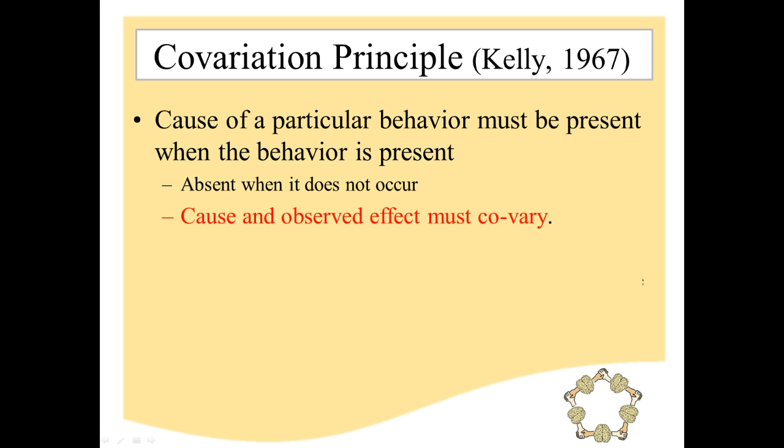The covariation principle basically says that the cause of a particular behaviour must be present when the behaviour is also present. Or put the other way, the cause must be absent when the behaviour does not occur. So in essence, the cause and the observed effect must covary. Again, take a moment or two to think of some examples.